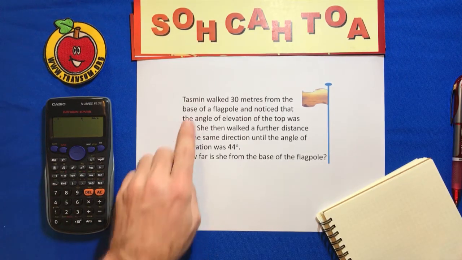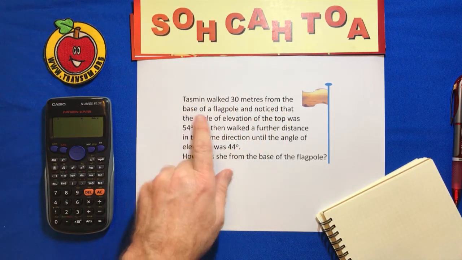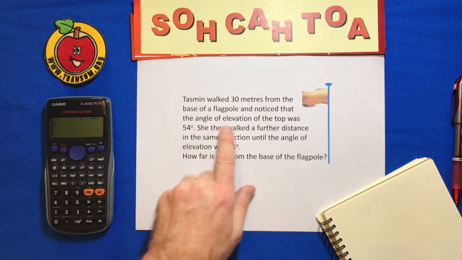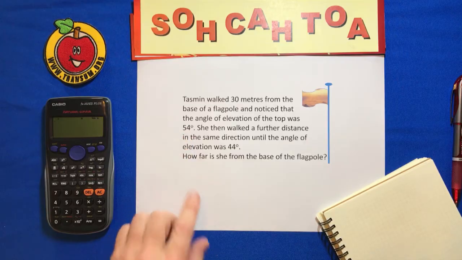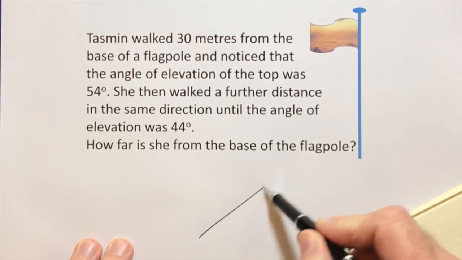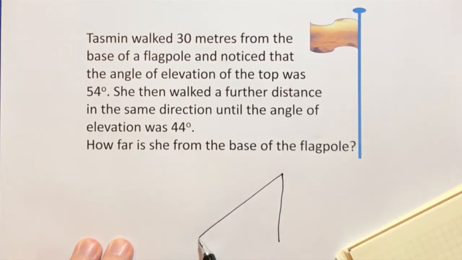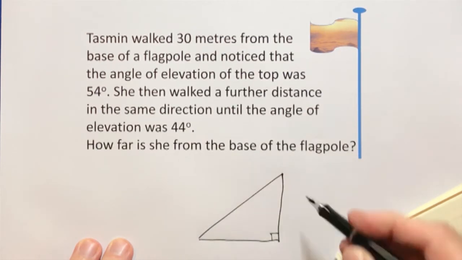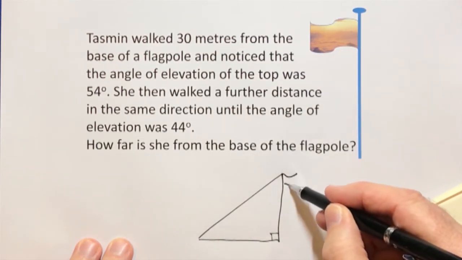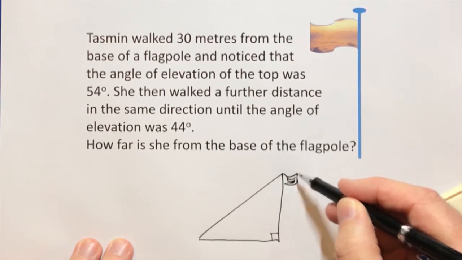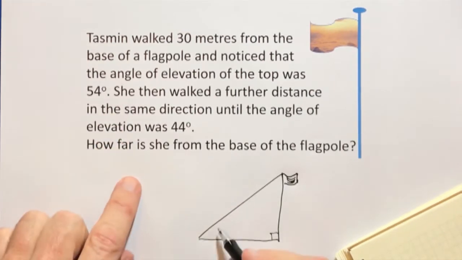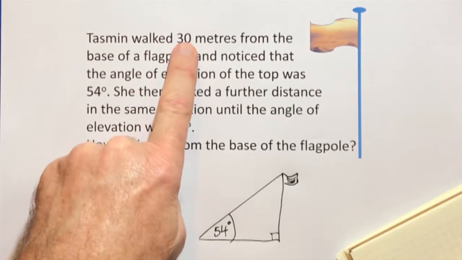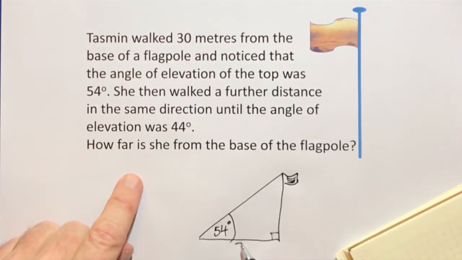The final example: Tasmin walked 30 meters from the base of a flagpole and noticed that the angle of elevation of the top was 54 degrees. Let me do a quick, very rough diagram of that. It's a right angle triangle. This is the flagpole here. Then I'm going to draw the flag flying from the top of the flagpole. And she noticed that the angle of elevation was 54 degrees. I'll put a 54 in there. Having walked 30 meters from the base.